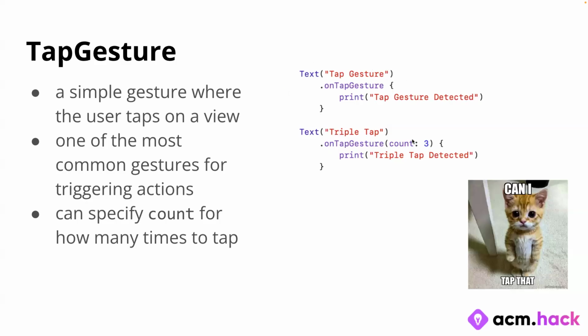And then down here, I have a triple tap. That means I want the user to tap 3 times before it registers correctly. In that case, I'll put the count as 3. And here I'll print "triple tap detected".